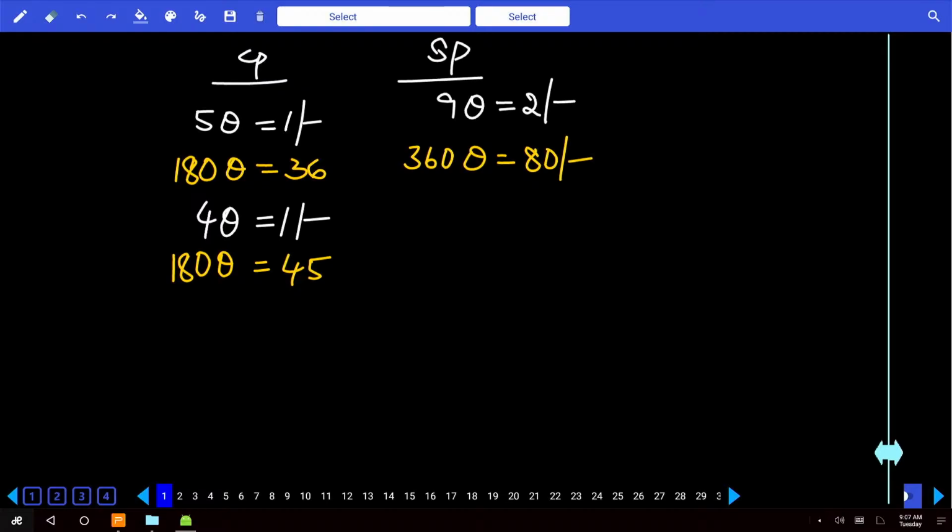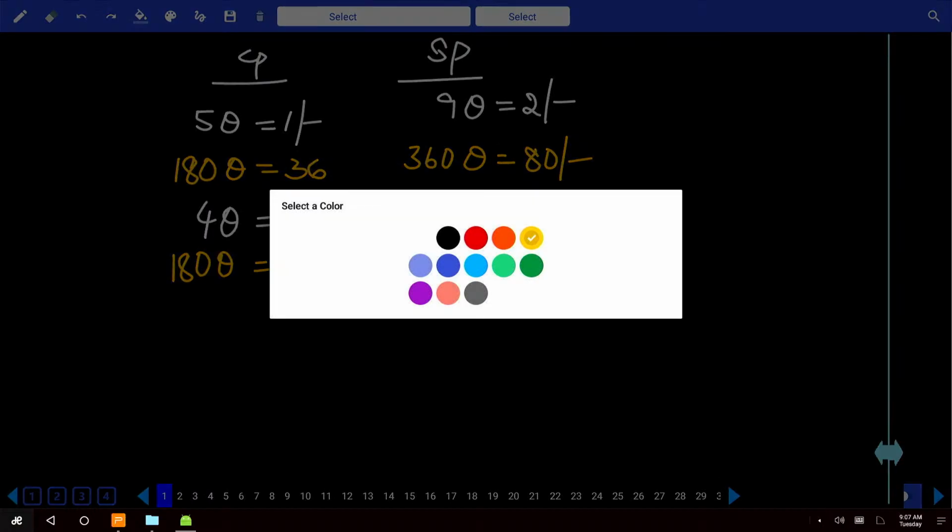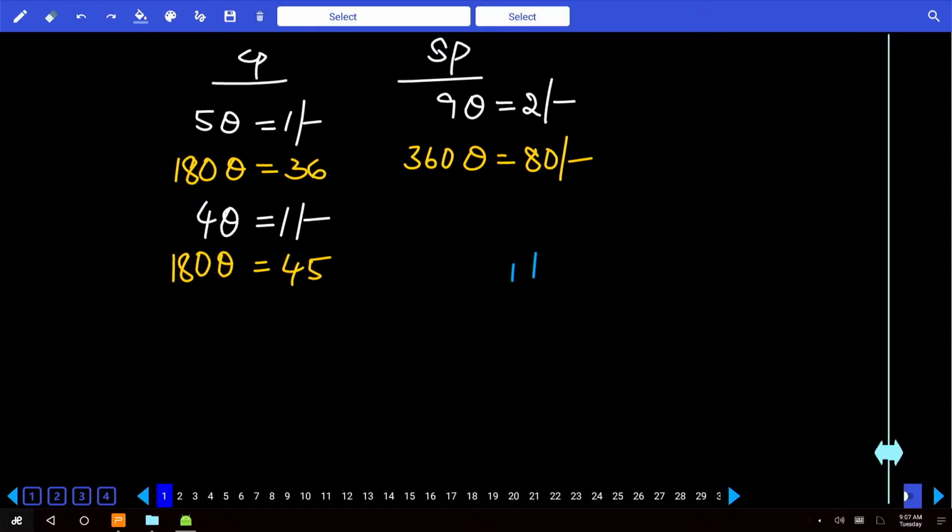Now you tell me, what is your total cost price? 81. By selling them, how much did you get? 80. What do you make? Loss. How much? Look at this. You incurred a 1 rupee loss in a transaction where you have 360 oranges. A 1 rupee loss means you are selling 360 oranges.